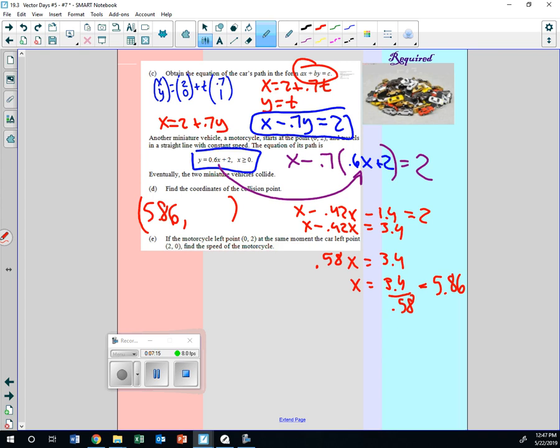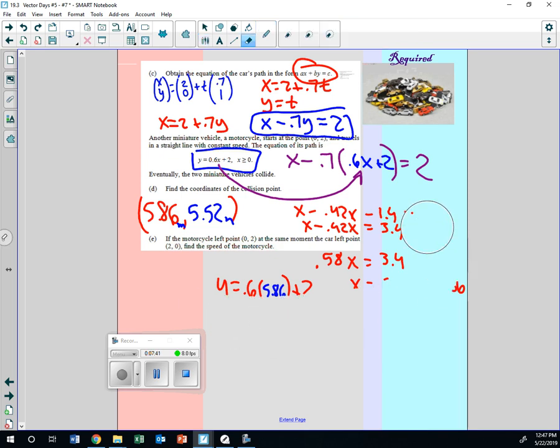I'd put it into this one though. y is equal to 0.6 times x plus 2. x is 5.86. So you're going to get what for that? Yes, and that's right. Meters and meters. How many have that coordinate for the intersection? Great. That's a good way to do it. And then the last part, very last part.